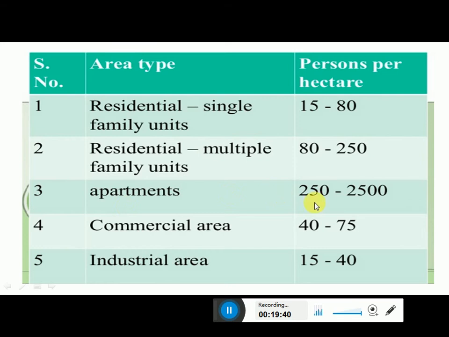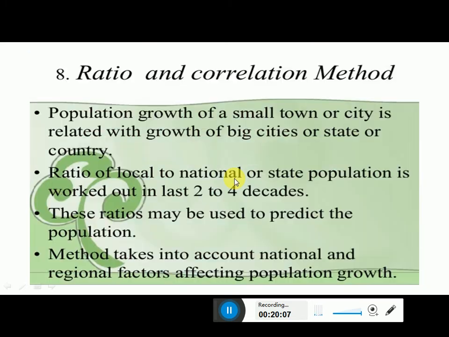If there are apartments which house many housing complexes, of more than 20-50 floors, then it can be in the range of 250 to 2500. If it is a commercial area, then the persons per hectare will be in the range of 40 to 75. If it is an industrial area, then the persons per hectare will be in the range of 15 to 40. So based on the area also we can take the numbers.